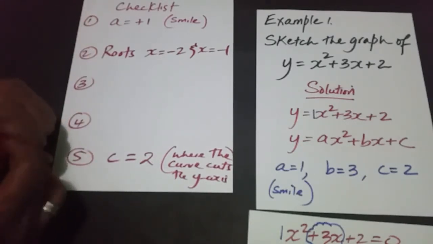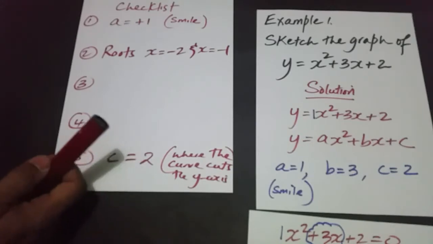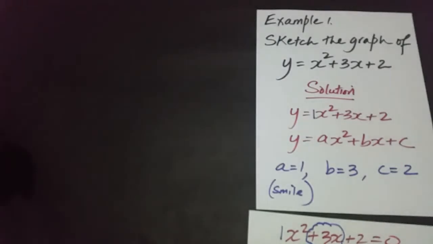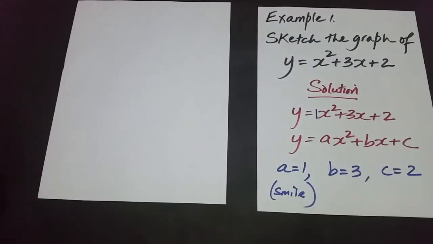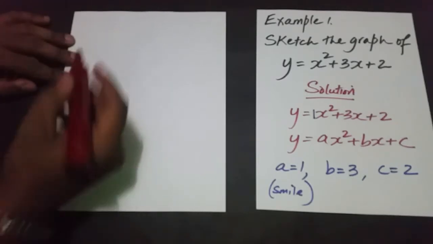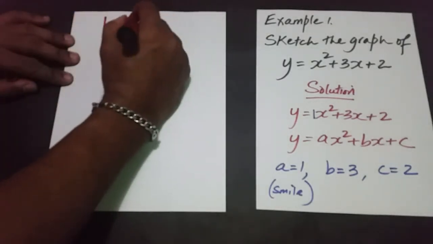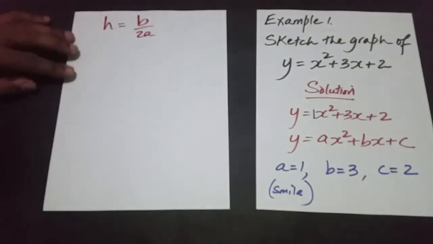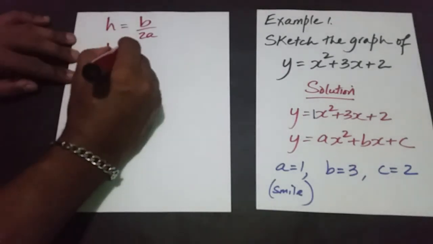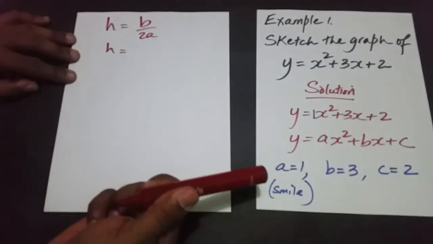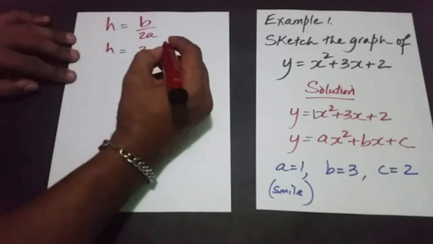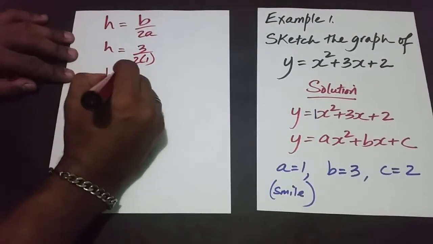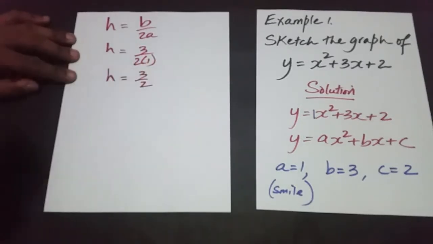The next thing I need to know is what h is. So I can go ahead and determine what h is very easily now. So let's go ahead and find h. All right, so h is simply b over 2a. So in this particular case, we have b being 3 and a being 1. So h is essentially 3 over 2.